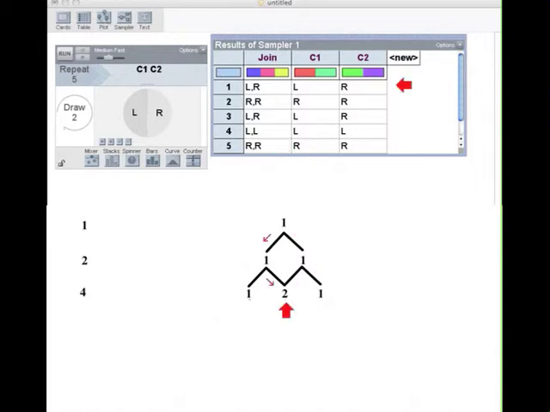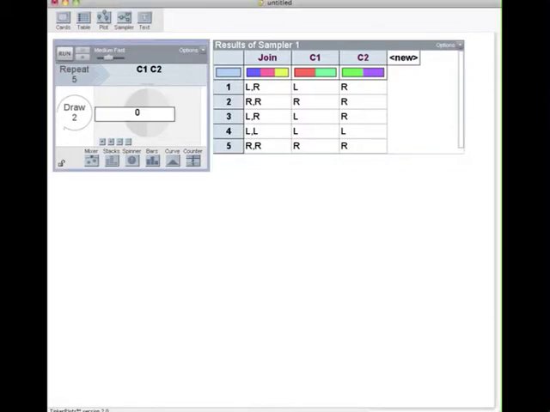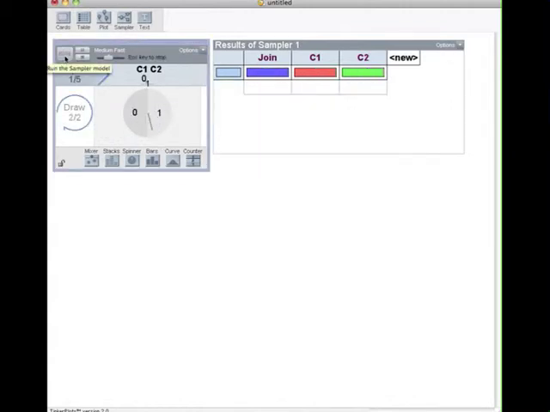So, the first ball ended up in the middle bin. The second ended up in the right bin. The third ended up in the middle bin. The fourth ended up in the left bin. And, the fifth ended up in the right bin. But, there's an easier way to figure this out. Instead of using L and R, we can use 0 and 1. So, whenever we see a 0, this means that the ball went left. And, whenever we see a 1, this means that the ball went right.